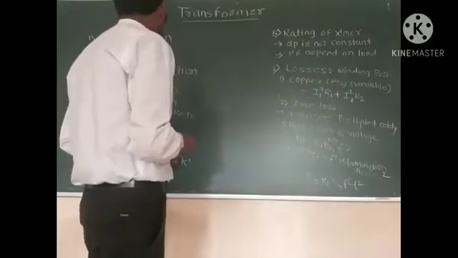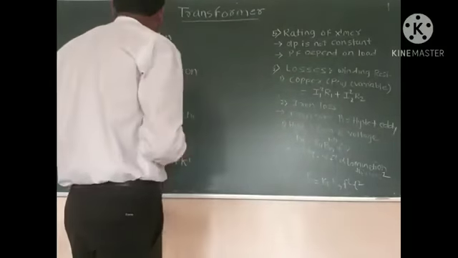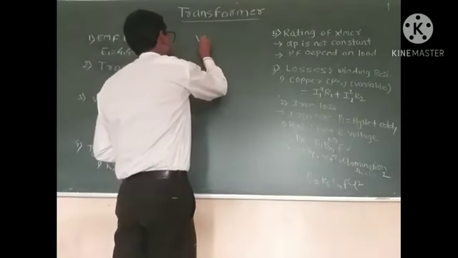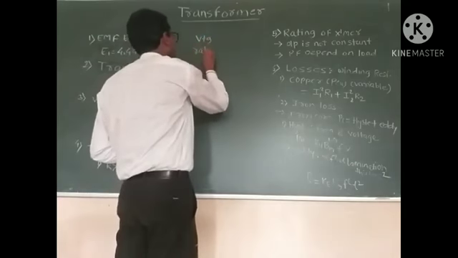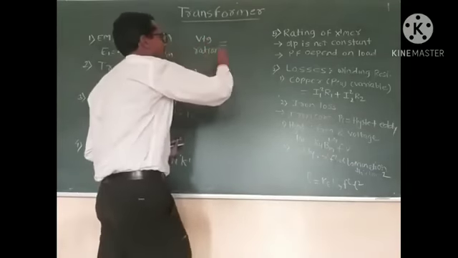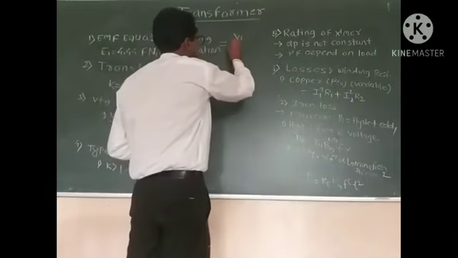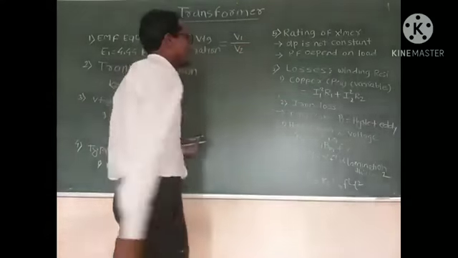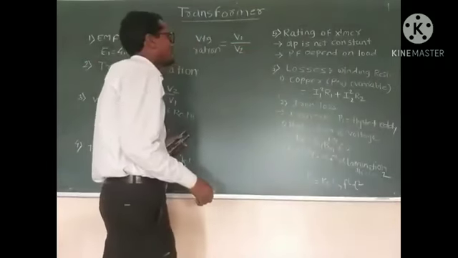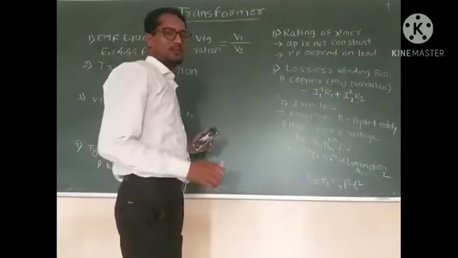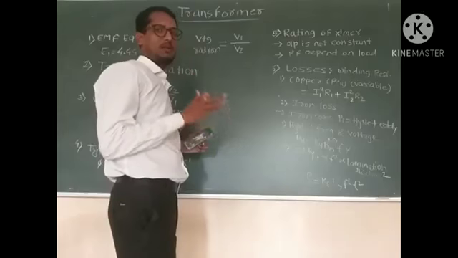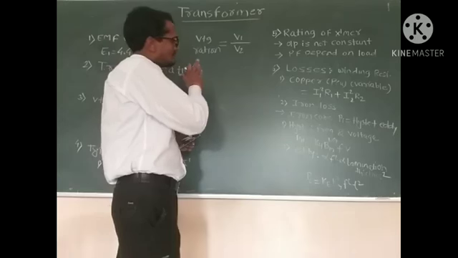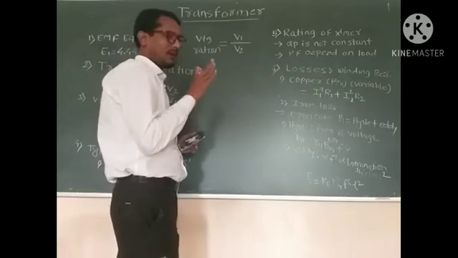After that, third is the definition of voltage and current ratio. What is the definition of voltage ratio? The voltage ratio is defined as the ratio of primary voltage to the secondary voltage. That means voltage ratio equals V1 upon V2, because it is the ratio of primary voltage to the secondary voltage.